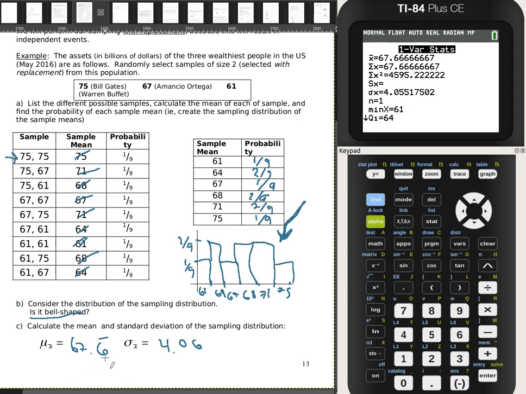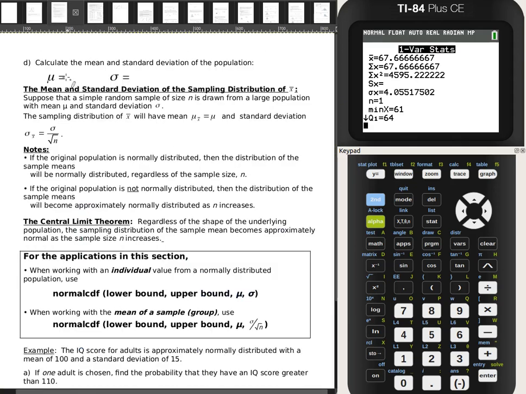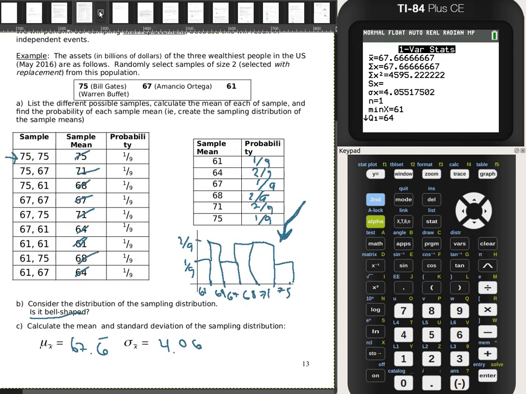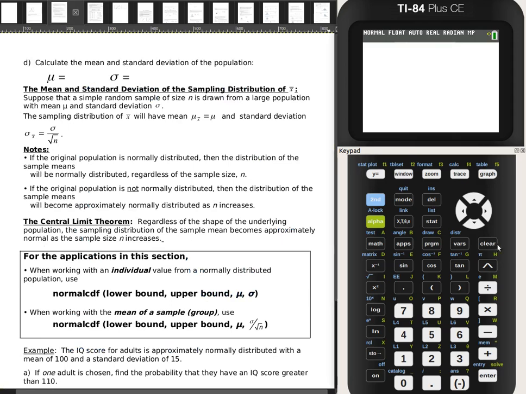Well, here we found the mean for the sampling distribution. We found the standard deviation for the sampling distribution. And that's the question: how do they compare to the real ones? So that's what we want to do here, calculate the mean and standard deviation of the population. If you can remember, the population values were just 75, 67, and then 61, 75. So why don't we do it?